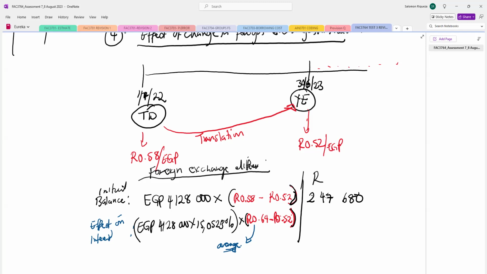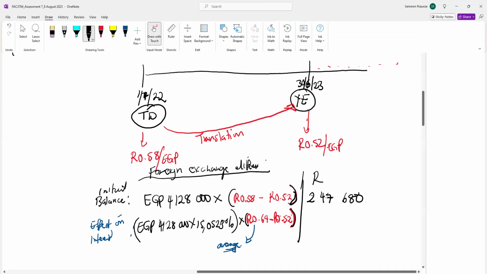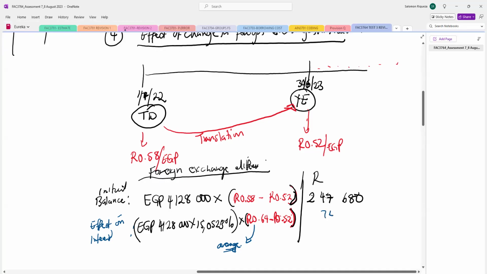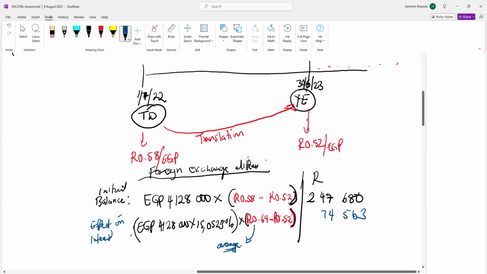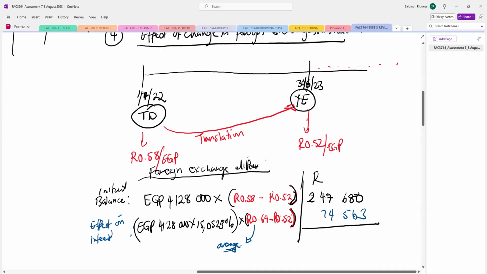All right, and I'm getting, please confirm as well, let me put this in blue, I'm getting 74,563. So this one is from the balance, this one from the interest. When I add them together, it gives me the foreign exchange difference. Yeah, it's correct. Okay, perfect. So this will then become my difference.